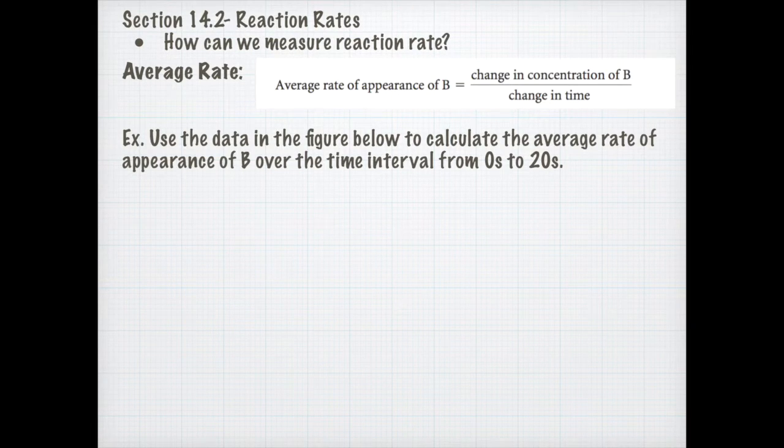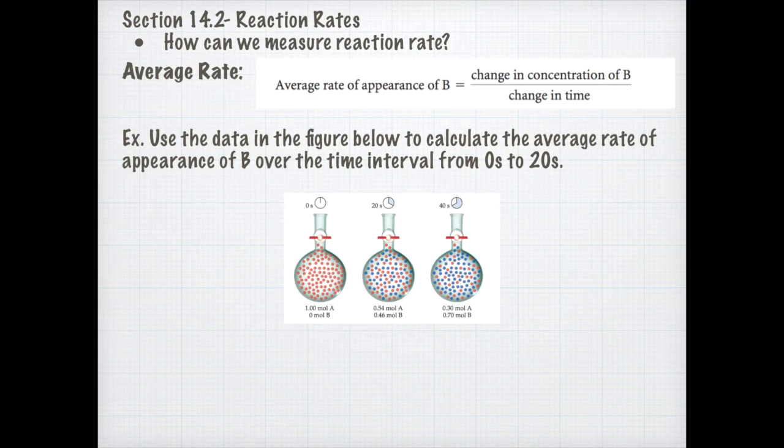And the way we measure average rate in chemistry is simply the change in concentration divided by the change in time, which is the same as what I said for the example with driving to school, the change in distance divided by the change in time. So if you look at this diagram right here, it asks us to use the data in order to calculate the average rate of appearance of B from 0 seconds to 20 seconds.